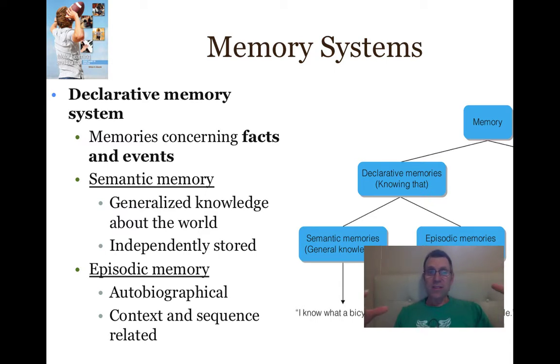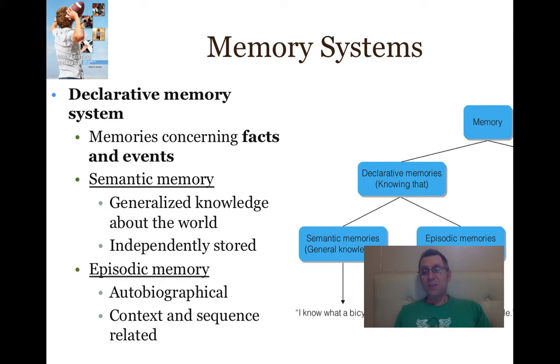Declarative memory is memories concerning facts and events, so stuff that we know, kind of stuff that you can prove, sorta. Within declarative memory, we have what are called semantic memories, or semantic memory. And that's generalized knowledge about the world. Like the graphic says, it's, I know what a bicycle is. That's semantic memory. I know what a bike is. It has two wheels, it has some pedals, handlebars. I can visualize one. I've seen one. I know what it is. That's semantic memory, general knowledge.